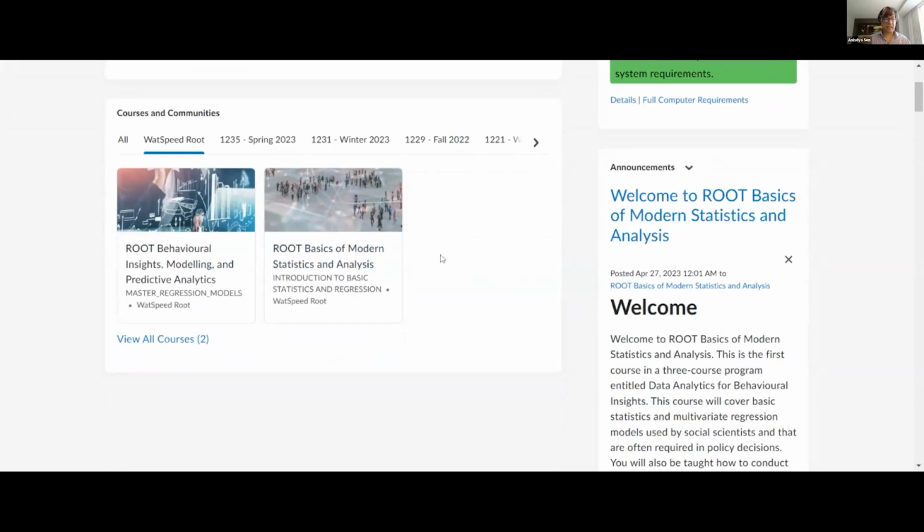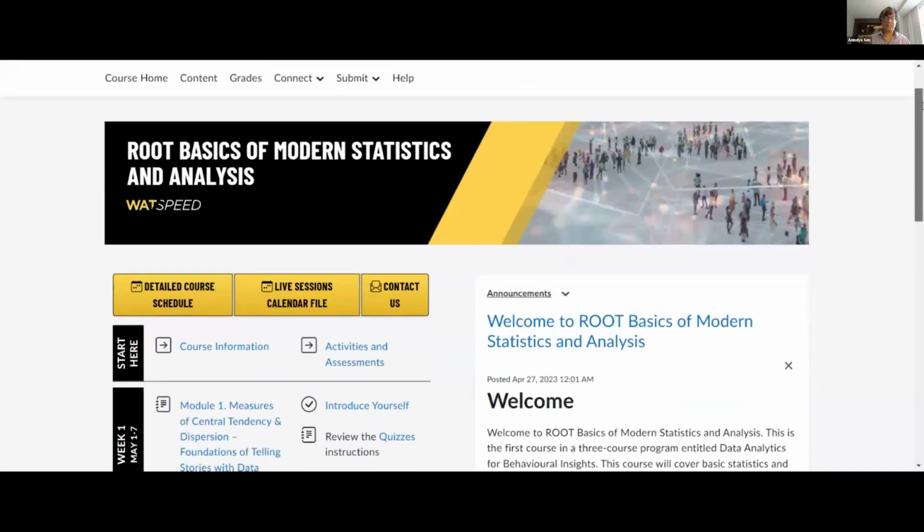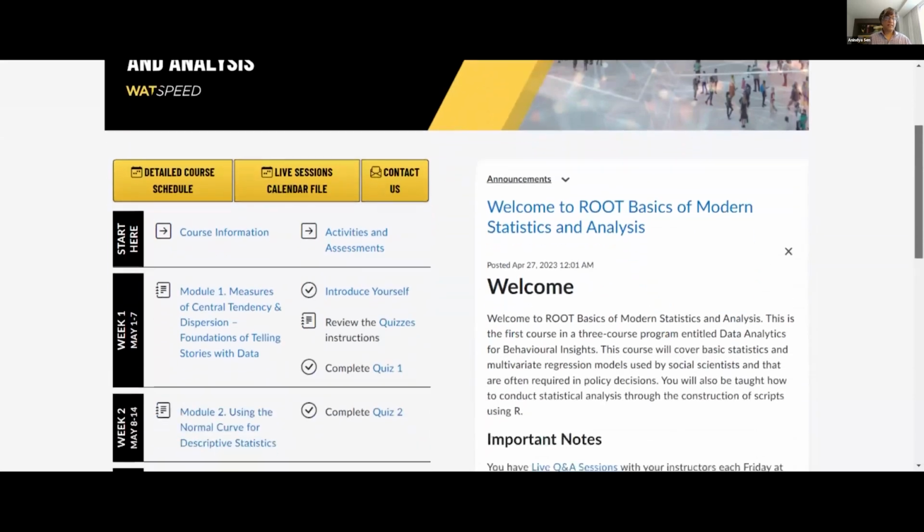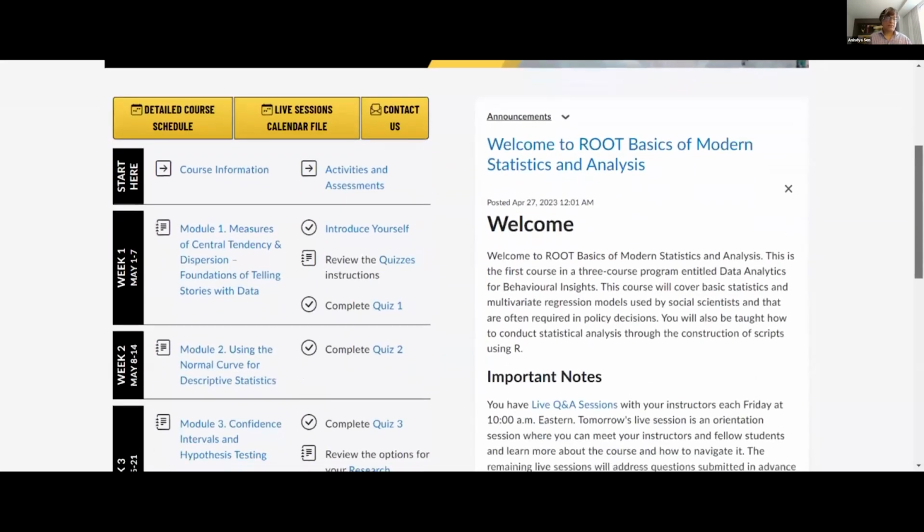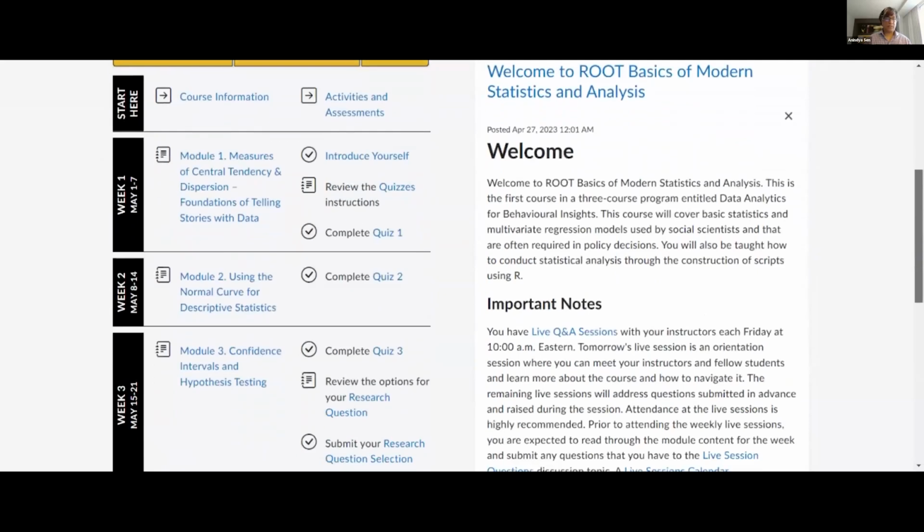And I will start with the basics of modern statistics and analysis. And this is the first course in the WattSpeed certificate. And there are 8 modules. Each module takes 1 week.